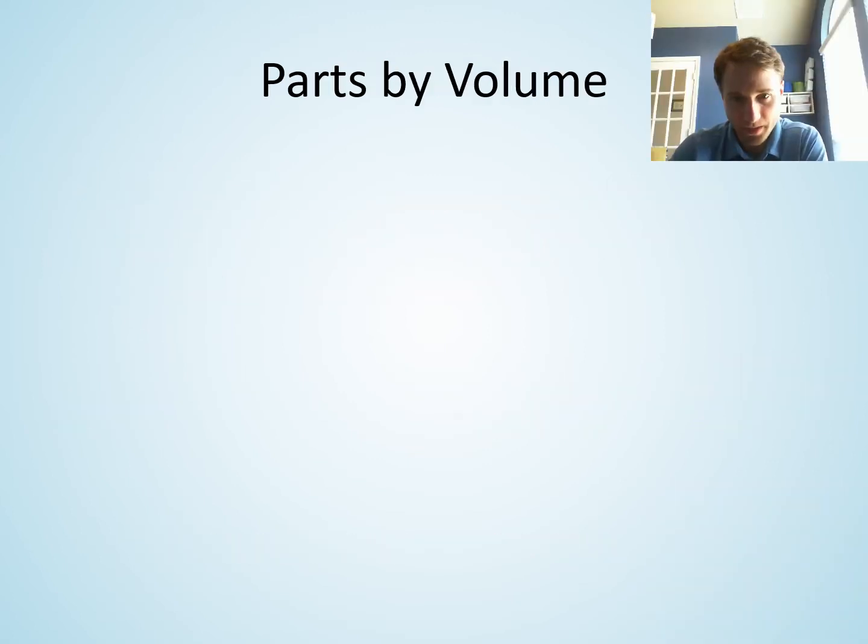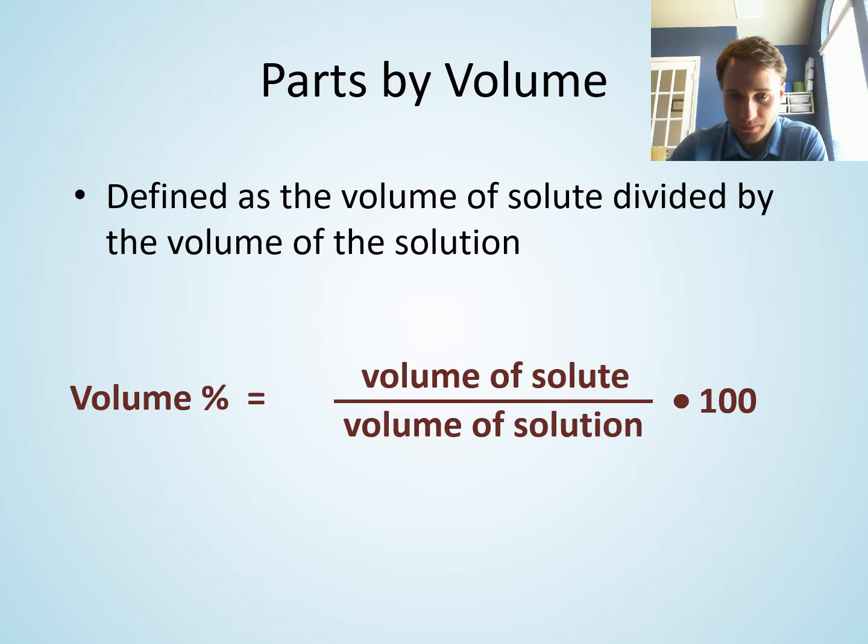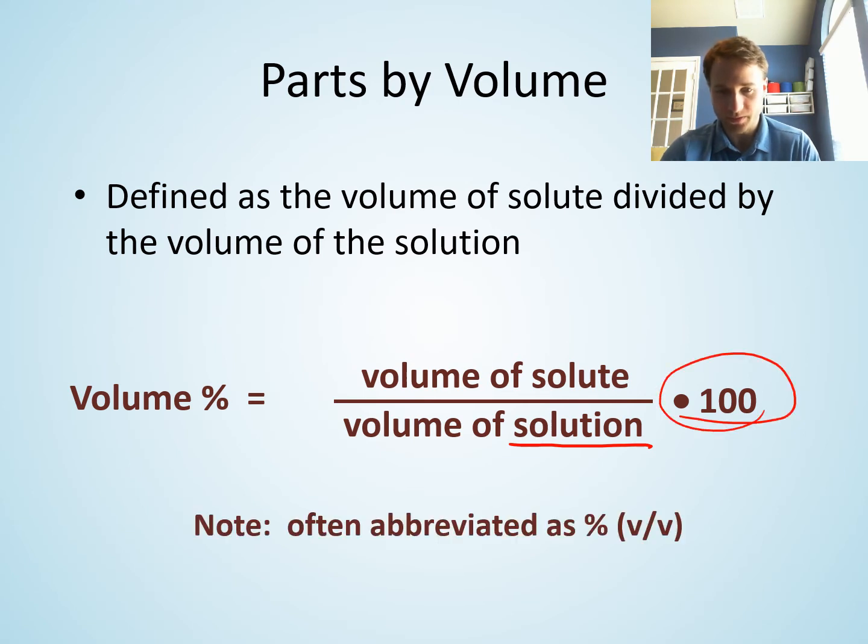Okay. There's parts by volume. Parts by volume is a volume percent. It's the volume of the solute divided by the volume of the solution. Again, we have to keep in mind in these different things what is solution, what is solute, and what is solvent. And then again, it's a percentage, so you multiply by 100. This often is abbreviated as percent volume per volume.